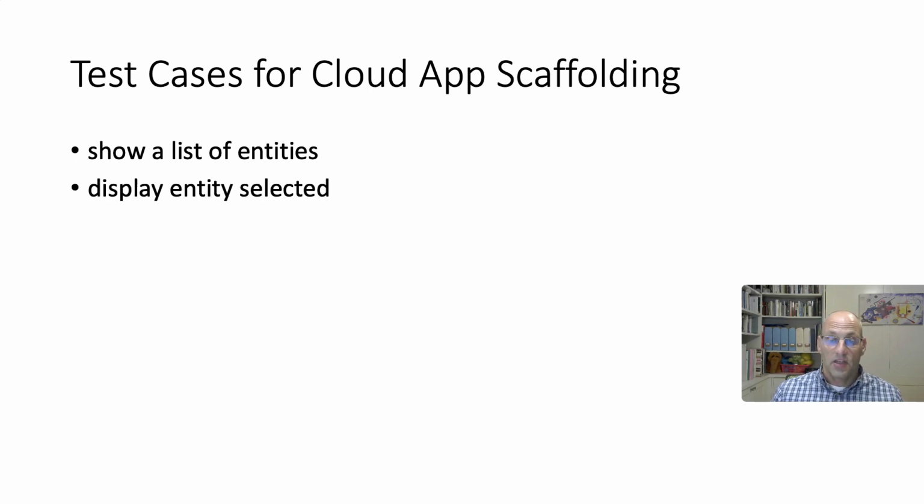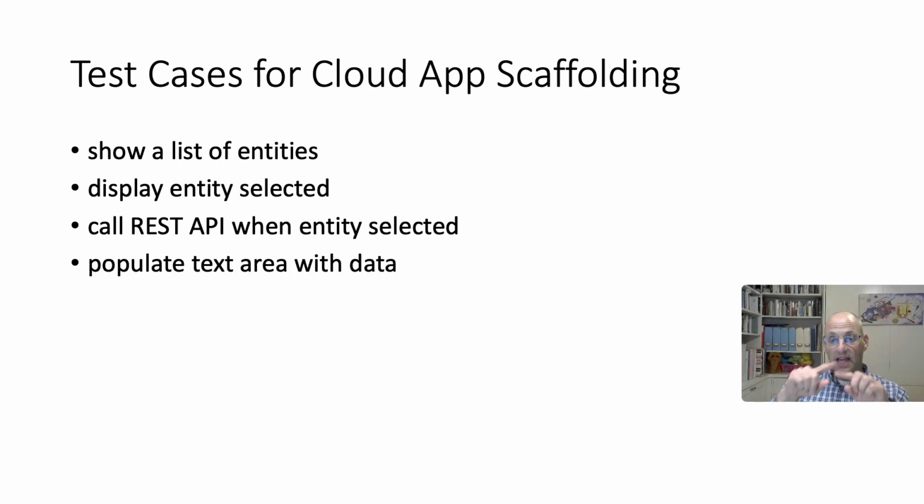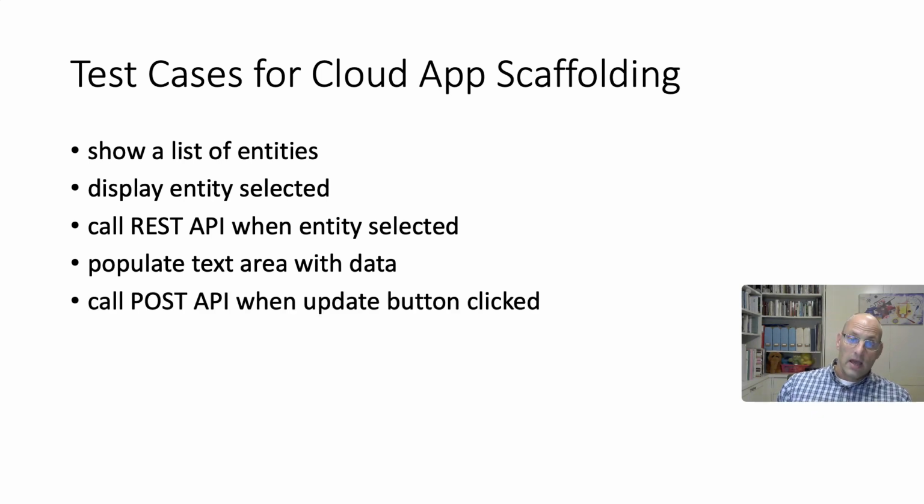I can also test that when I select an entity with the radio button, it displays that selected entity in that card. Then I can also confirm that when I select an entity, it goes and calls a REST API, a GET request, to retrieve that selected entity. And then I can test that it populates that text area with the results of the API call. And then I can validate, assert that when I click the update button, the put API is called when the update button is clicked.